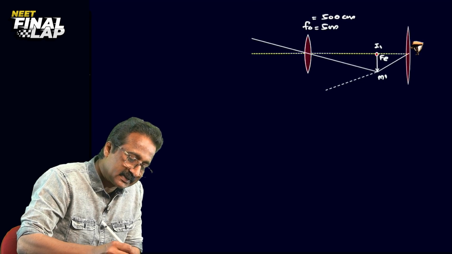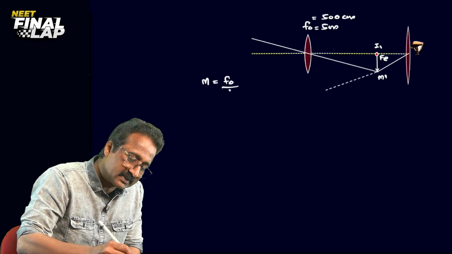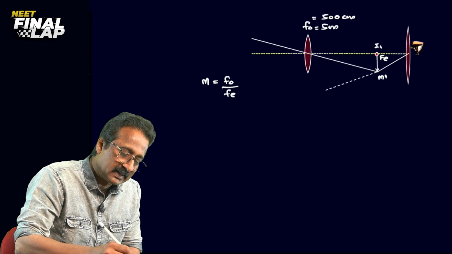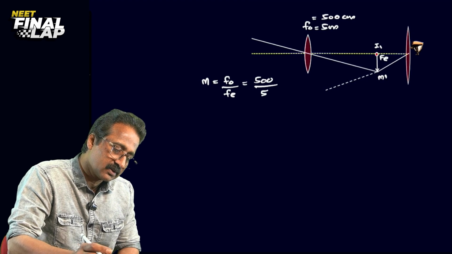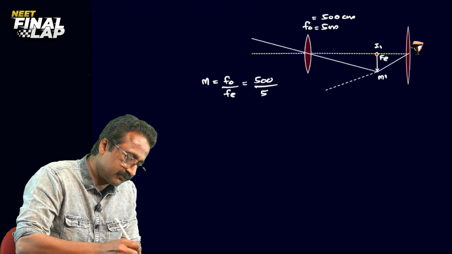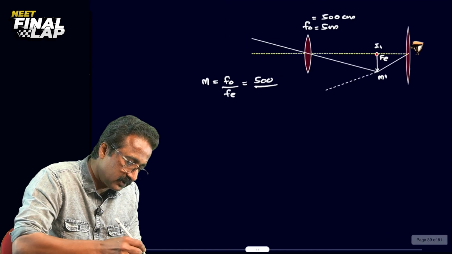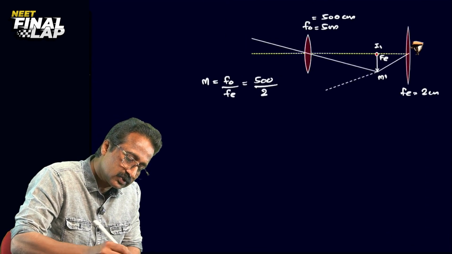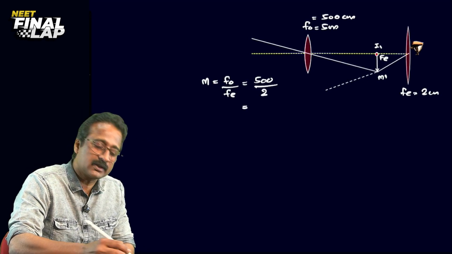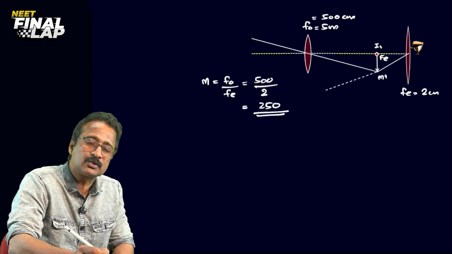In that case, magnifying power is given by a very simple expression, that is FO divided by FE, and FO is given to be 500 divided by FE. Is FE 5 cm also? No, FE is not 5. FE is how much? I think 2 centimeter. Yes, FE is equal to 2 cm. So 500 by 2 will give you 250. So the magnifying power is 250.